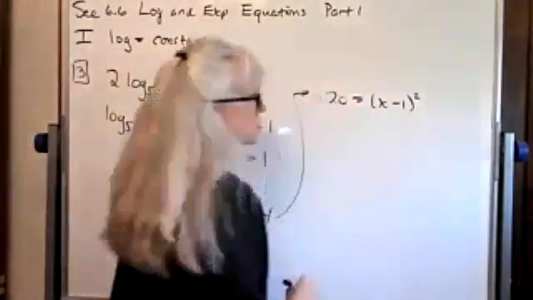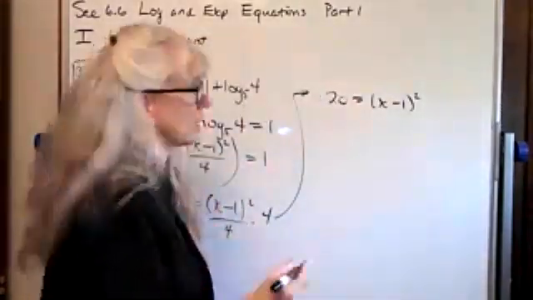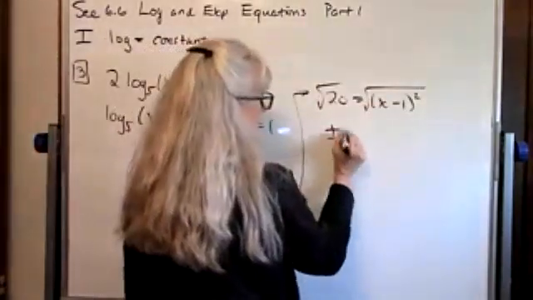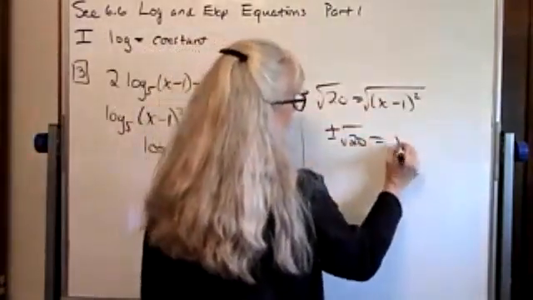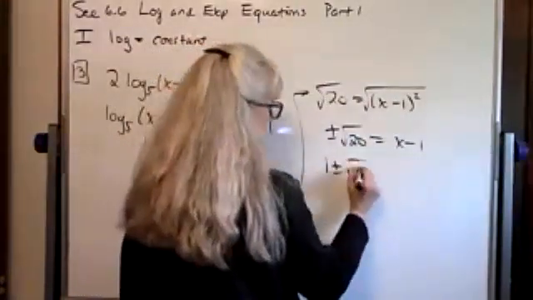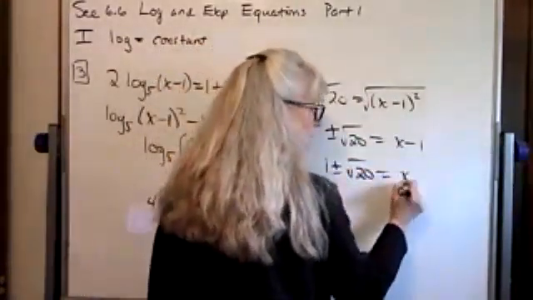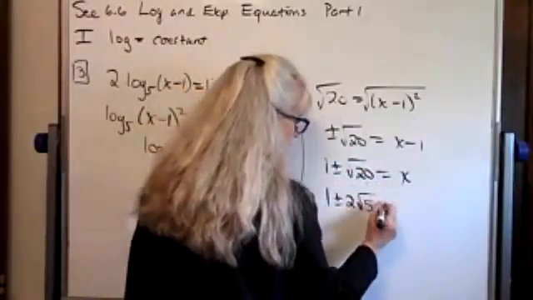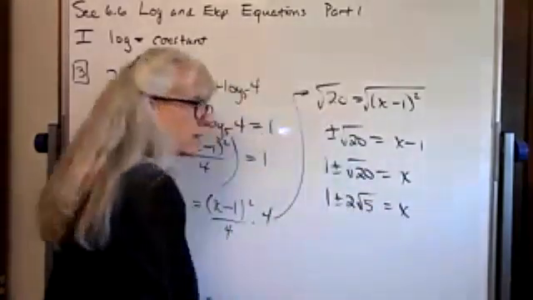I tend to go the most efficient route. I'm going to square root both sides. So that's going to give me plus or minus the square root of 20 is equal to x minus 1. And all I'm going to do is move the 1. So I have 1 plus or minus the square root of 20. Don't forget to simplify your radical. 20 is 4 times 5, so that would be 1 plus or minus 2 square root of 5 is equal to x. Okay, now that's an exact answer.